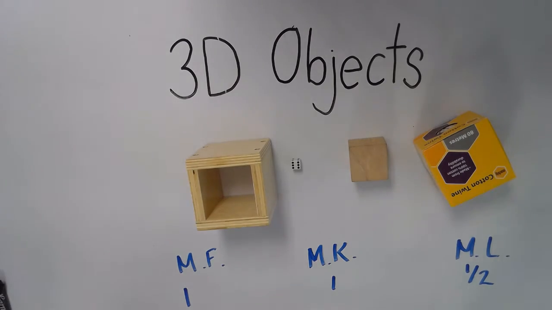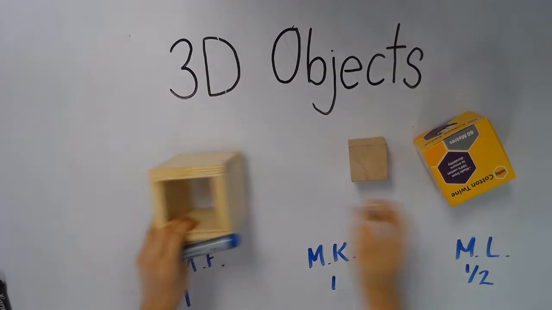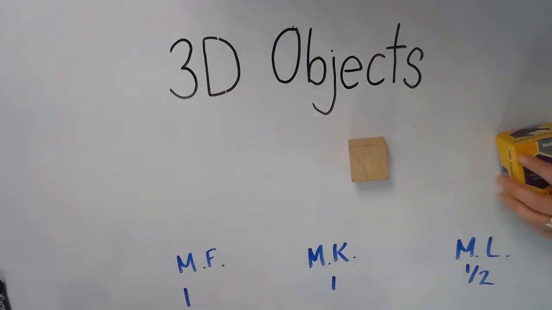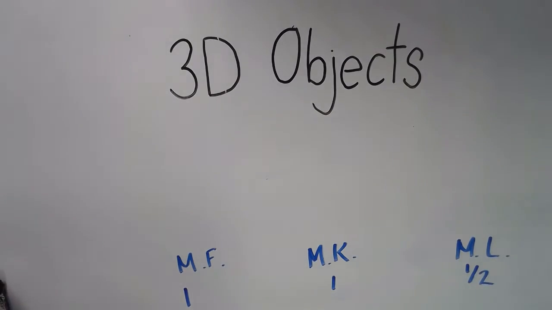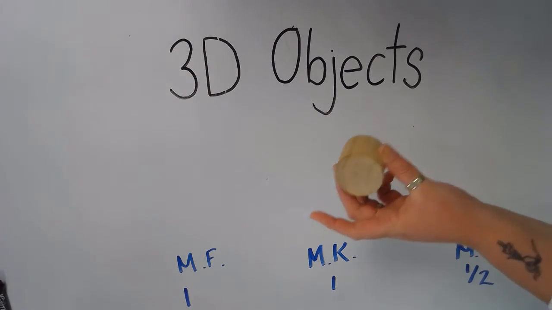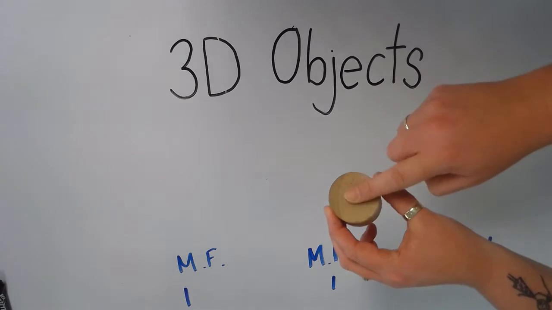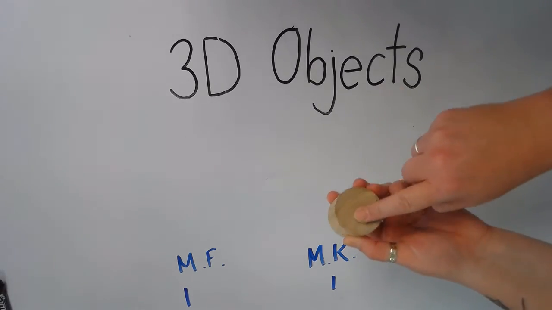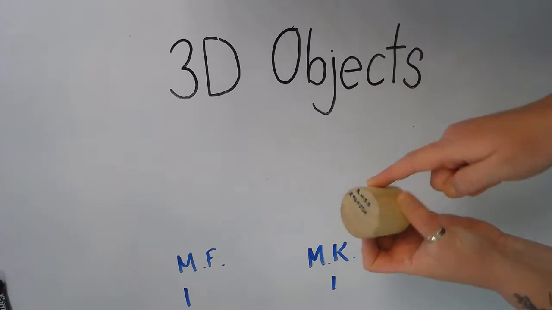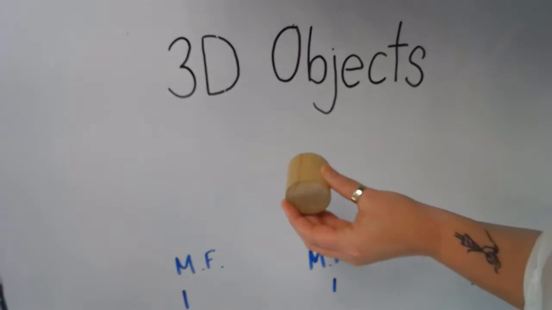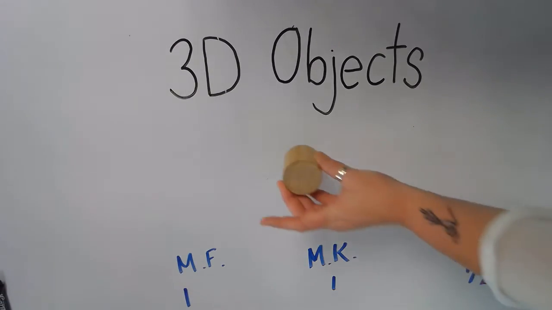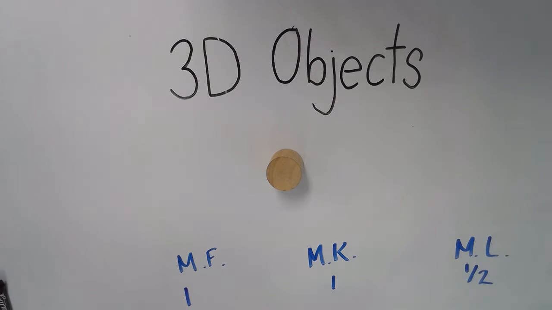Okay, do you want to choose an object now? Can we take these objects back? You choose one now, Mrs. Luxford, and we'll move the cube out. Okay, one of my favourite shapes is a cylinder. You need to find something with a circle-shaped face and a round edge. So you need to find something in your home that is a cylinder shape. Press pause and see if you can find one.